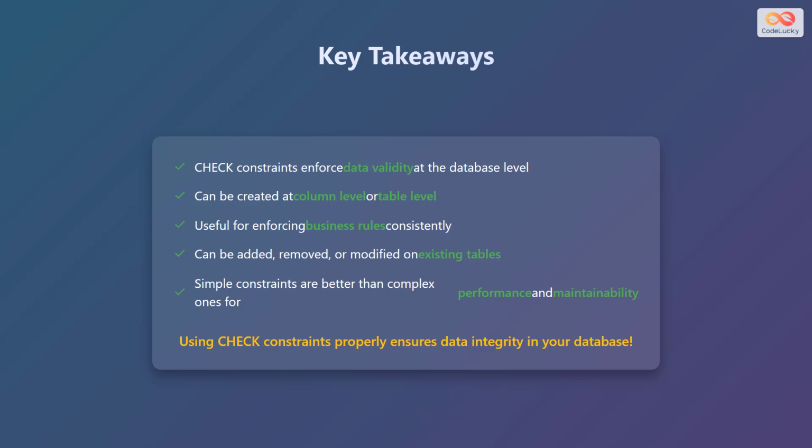Key takeaways from this session. Check constraints enforce data validity at the database level. They can be created at the column level or table level. They are useful for enforcing business rules consistently. Check constraints can be added, removed, or modified on existing tables. And finally, simple constraints are better than complex ones for performance and maintainability. Using check constraints properly ensures data integrity in your database.